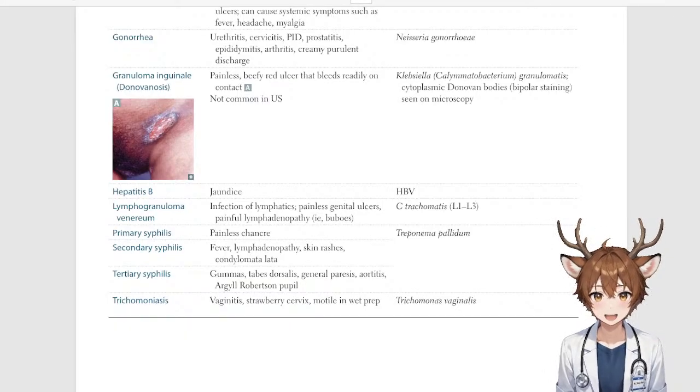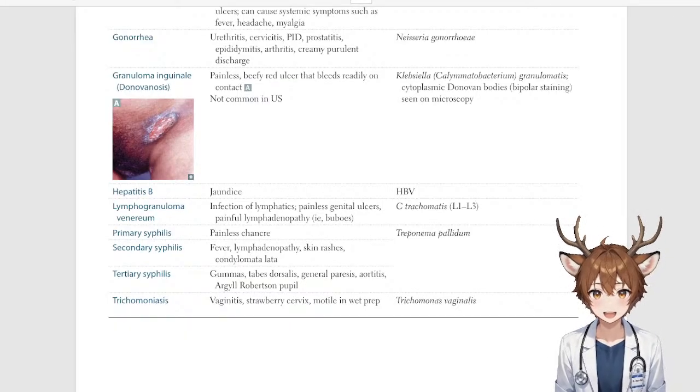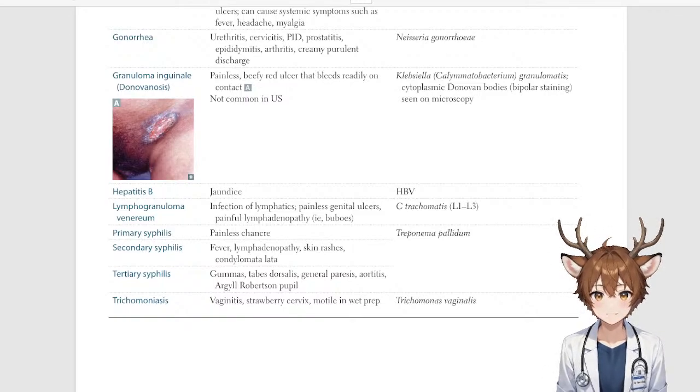What about trichomoniasis? Trichomoniasis: vaginitis, strawberry cervix, motile on wet prep, caused by the Trichomonas vaginalis protozoan.